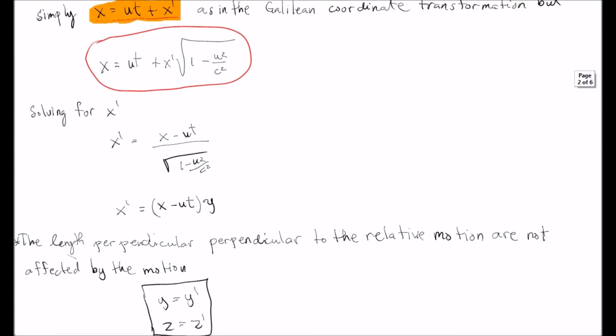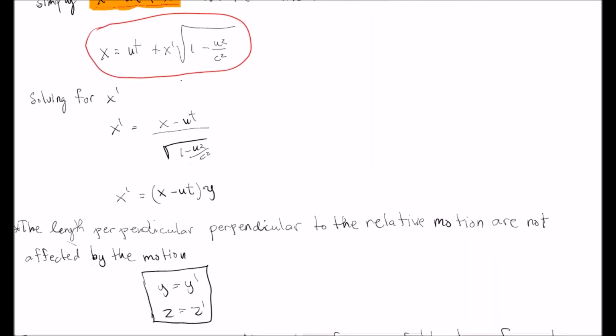So we will solve for x prime, rearranging this equation. Then we have x prime equals x minus the speed of the moving frame times t, over the square root of 1 minus u squared over c squared. And this square root factor is expressed in gamma. So x prime equals the quantity x minus u times t, times gamma.